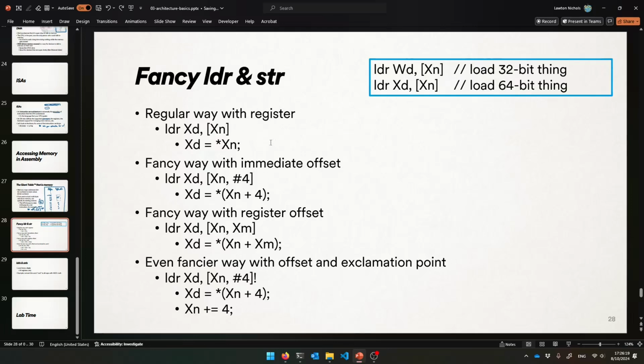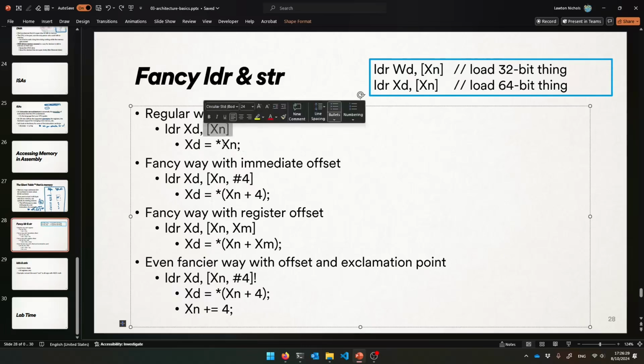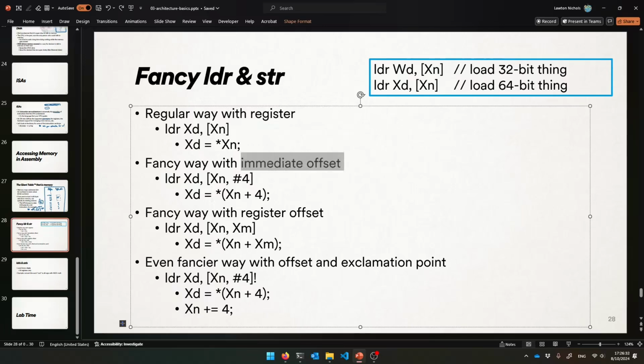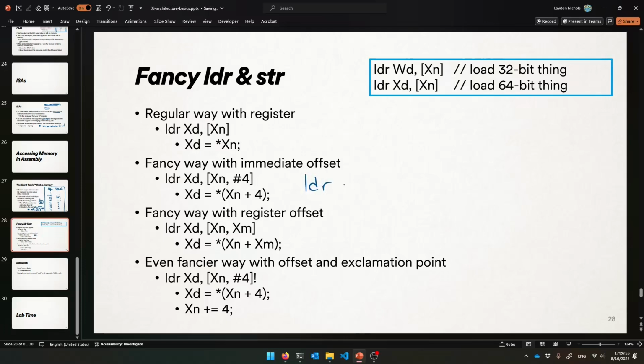You could get a bit fancier though. There's more than just this. If you're reading from an array, you don't have to add to your address. You could do an offset. You could have an immediate offset in your load instructions, and that's what this is. So instead of just going to this X register and dereferencing the address, you could offset the address that you see in that register and then dereference. Isn't that cool? A good example of that would be: let's load into W1 from X3 offset by 4 bytes. That's something that you could do.